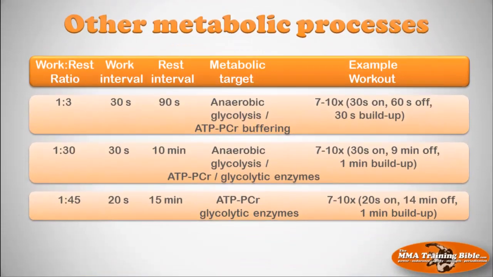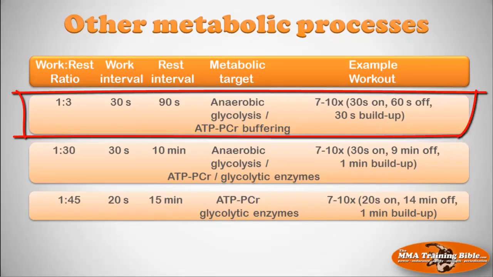I wanted to show you some other types of workouts that are going to be useful in MMA. So here's one, work to rest ratio of 1 to 3. Your work interval length is around 30 seconds, rest interval length around 90 seconds. Your metabolic target here is going to be anaerobic glycolysis, so you're going to see some buildup of metabolites. It's on the low end, so you're also going to be targeting the capacity of the ATP-PCR system, and you're also going to be improving buffering. Typical workout here, 7 to 10 times, 30 seconds on, 60 seconds off with a 30-second buildup.